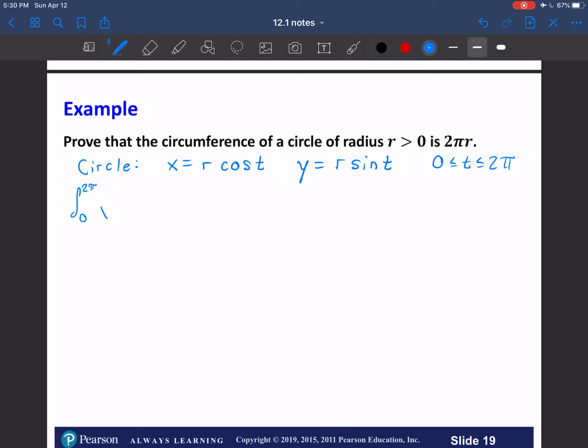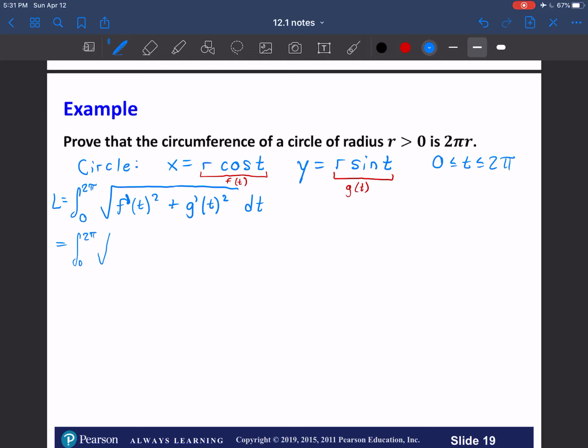And the function was the square root of f prime of t squared plus g prime of t squared dt. All right, f, remember, is the function associated with x. G is the function associated with y. And so let's call this thing L for arc length. So it's the integral from 0 to 2 pi square root.